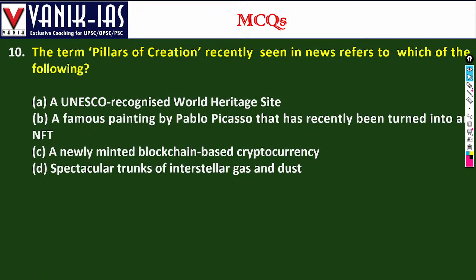The term pillars of creation, recently seen in news, refers to which of the following? UNESCO recognized World Heritage Site? No. A famous painting by Pablo Picasso? No. A newly minted blockchain-based cryptocurrency? No. Spectacular trunks of interstellar gas and dust. It is known as the pillars of creation. So answer to question number 10 is D.